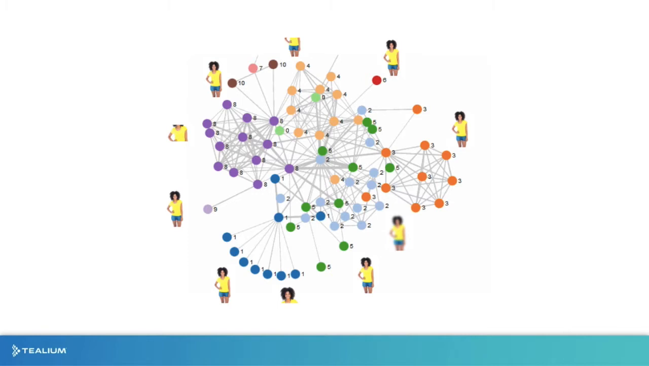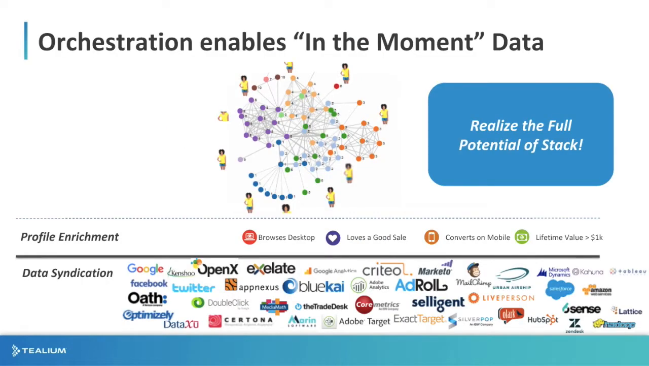So, what you have to do as an organization is really try and get as close as possible to who Alicia is at that moment in time, or in this case, the specific node in our diagram here, to make sure whatever data you do have about her is the same everywhere, right? We're syndicating it out. So, this orchestration as a whole enables in-the-moment data, and it allows you to realize the full potential of your stack as it exists today.